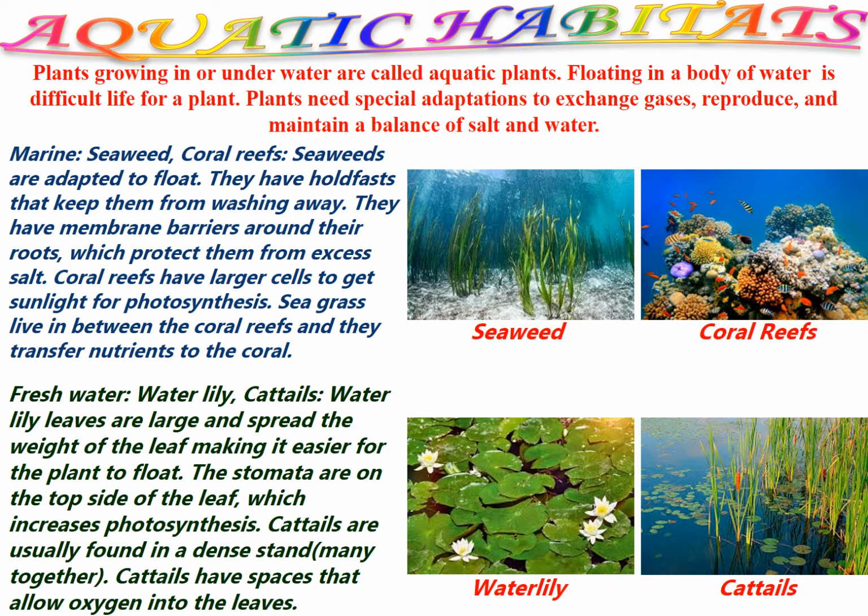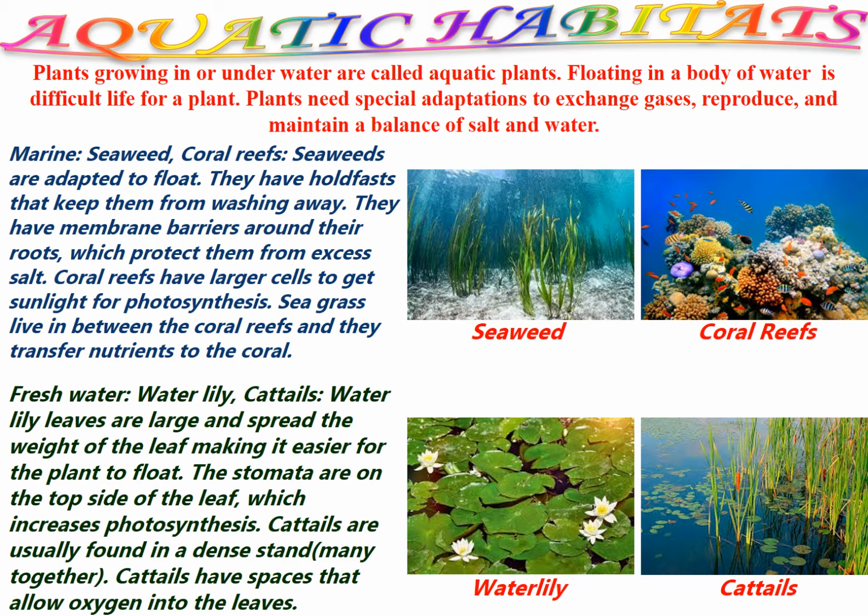Marine. Seaweed and coral reefs are two plants growing in the marine. Seaweed need to float. What keeps them from washing away are called holdfasts. Their roots do not absorb excess salt from the water. Coral reefs have large cells to get sunlight for photosynthesis. Seagrass live in between them and transfer nutrients towards them.